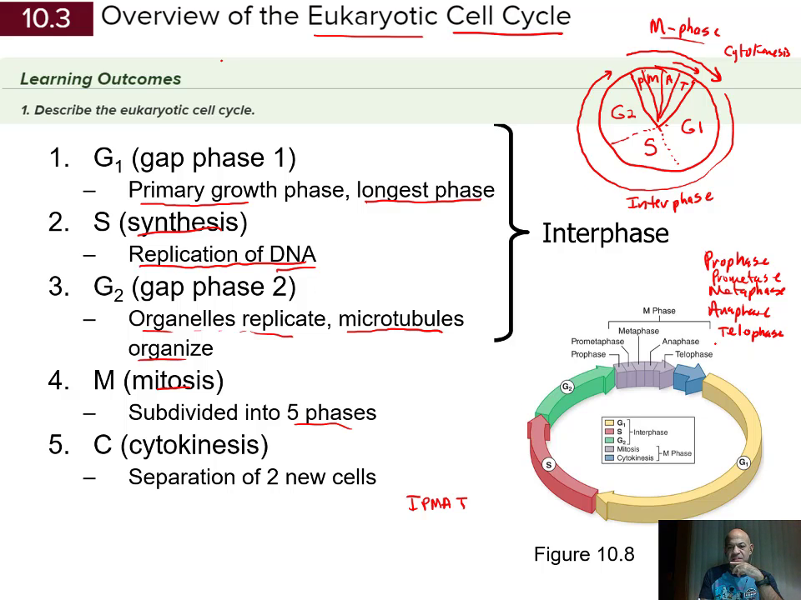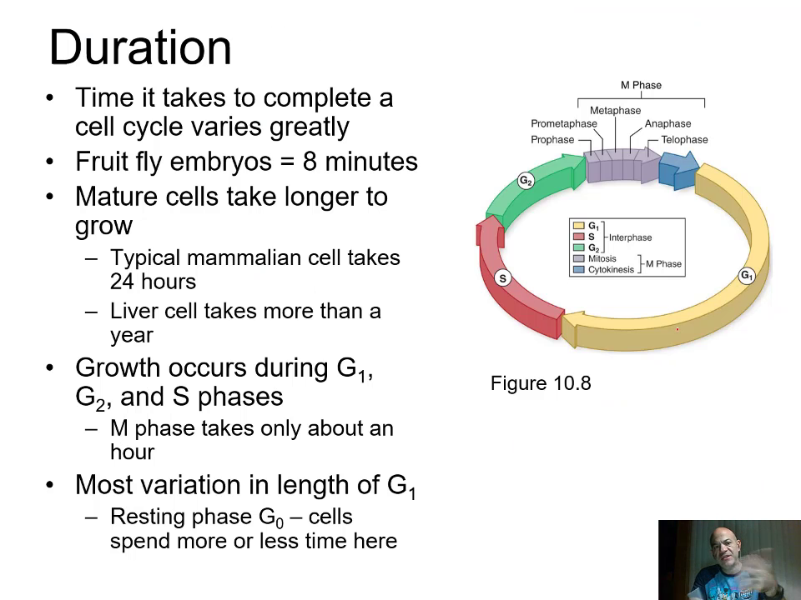And then we can track one of those cells. Okay, so this is the way your book draws it here. Here's your gap 1. Your synthesis is in red, and then gap 2. And then the purple is the mitosis, and then they have the blue for cytokinesis. But remember, cytokinesis will actually start back at anaphase. So how long does this whole cycle take? Well, the answer is it depends.